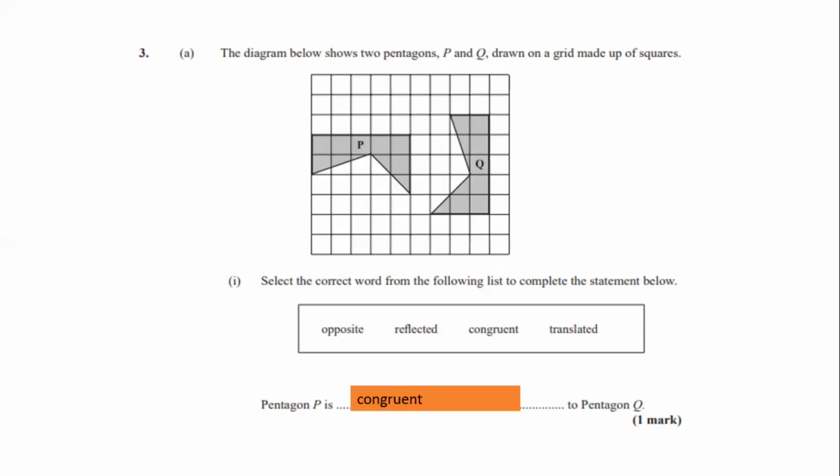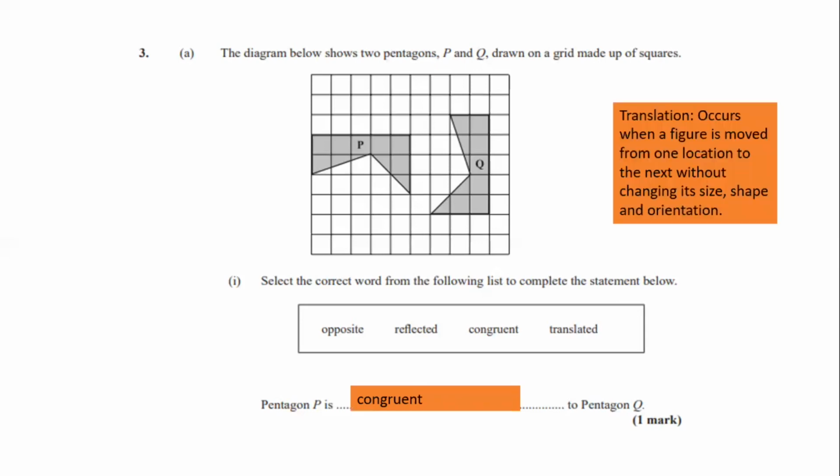We're going to explain the answer in part 2. However, for those who are wondering why it's not translated, we know that translation occurs when a figure is moved from one location to the next without changing its size. Well, that criteria was met. Without changing its shape, that criteria is met, but it doesn't change its orientation. And in this case, the orientation of P to Q was changed. So therefore, the only remaining possible solution is that pentagon P is congruent to pentagon Q.